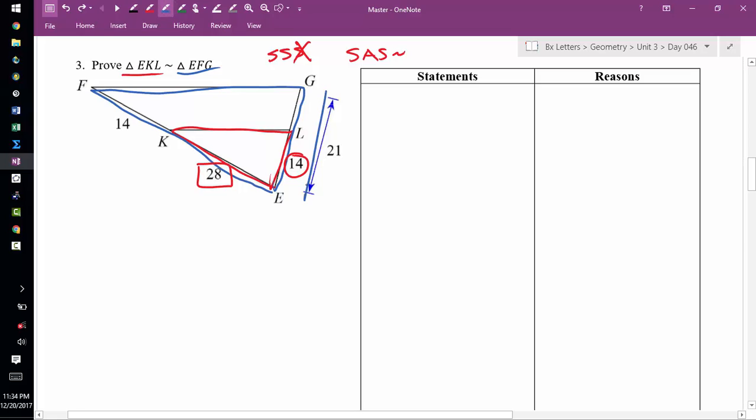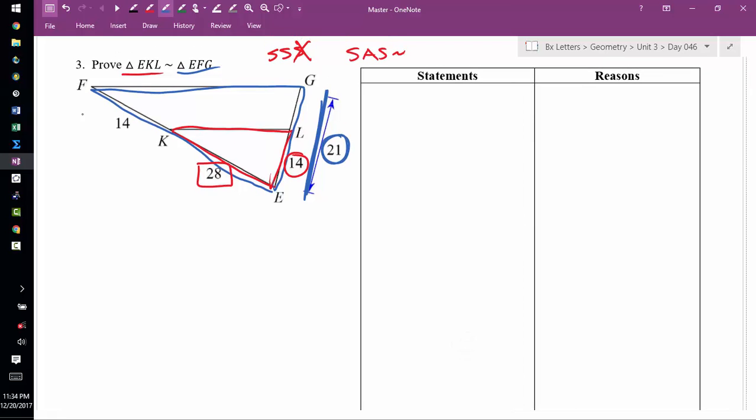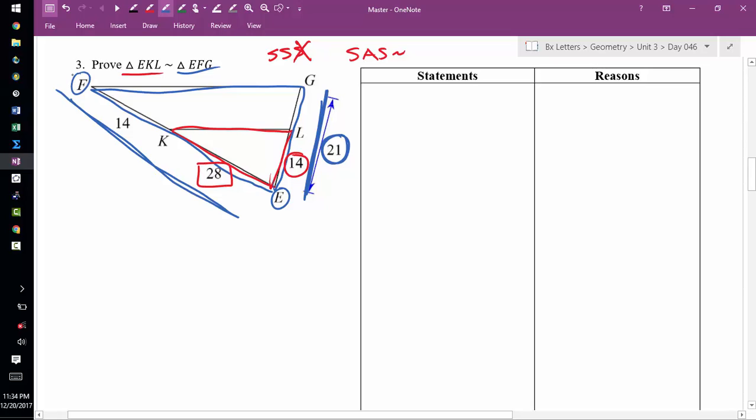In the larger triangle, I see that the side that corresponds to 14 is 21, and the side that corresponds to this 28, that is this side, all the way from E to F, and that would be 14 plus 28. That would be what, 42? 42. Yeah, so I've got my sides, and we know that the angle has to be in between the two sides we're using. So the angle's gotta be E in the red triangle.